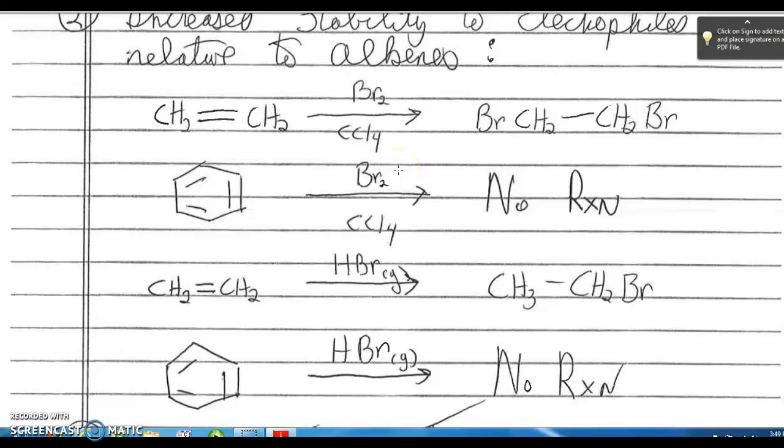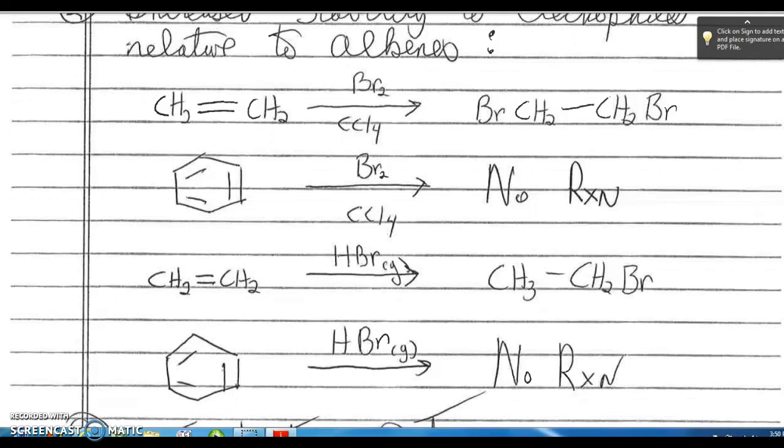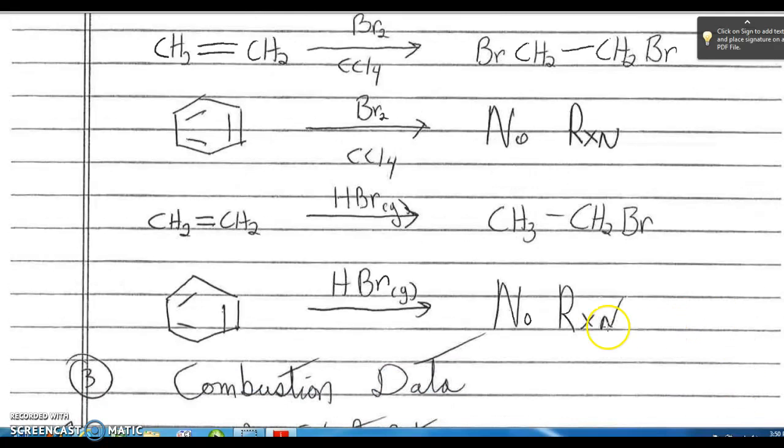However, excuse me, I'm allergic to benzene. Benzene here, when treated with bromine and carbon tetrachloride, has absolutely no reaction. Nothing at all at room temperature. The red color of the bromine is not discharged. Hydrogen bromide gas reacts with ethene to give ethyl bromide. However, in the case of benzene, there's no reaction.